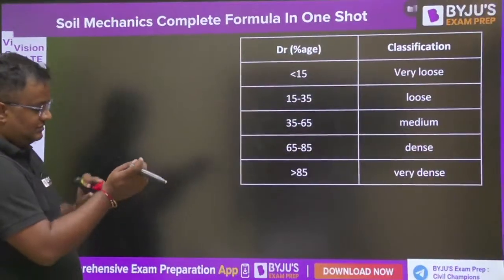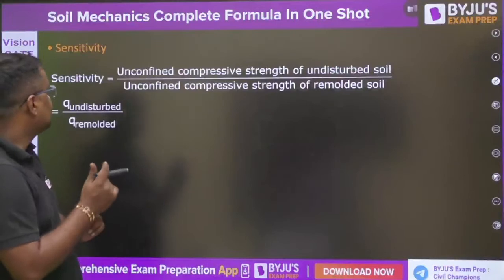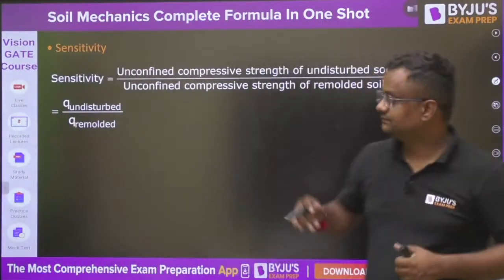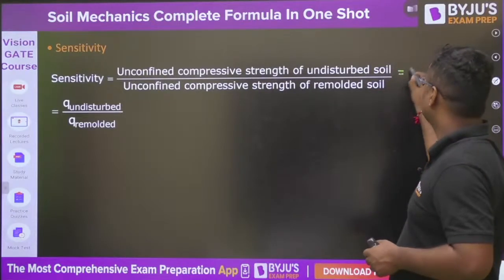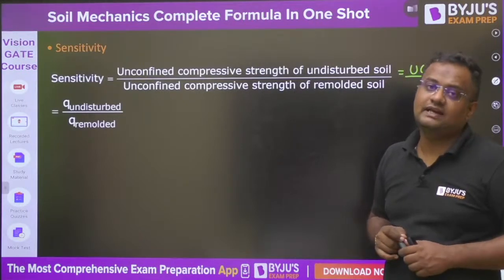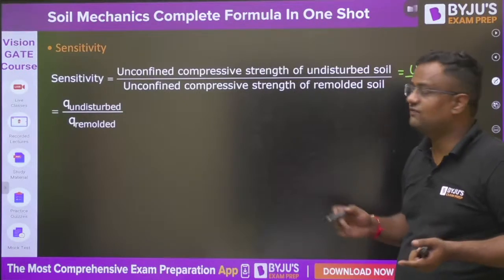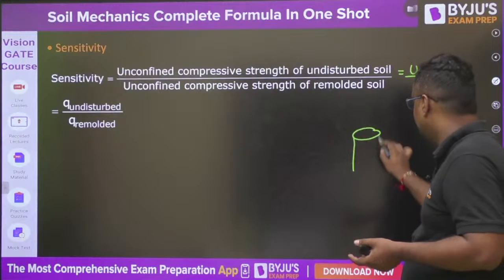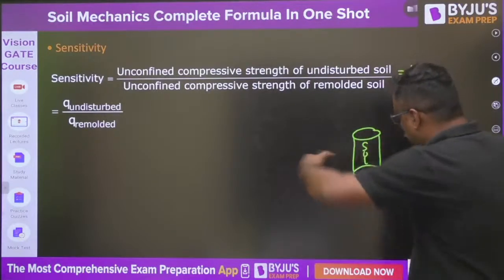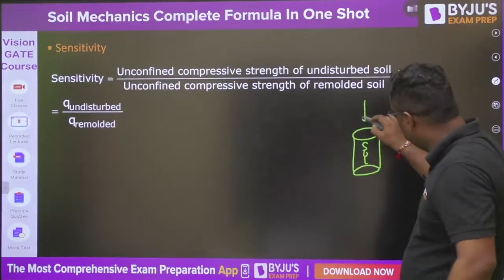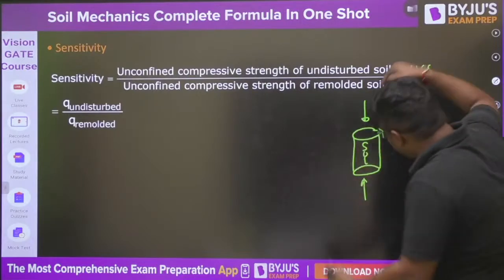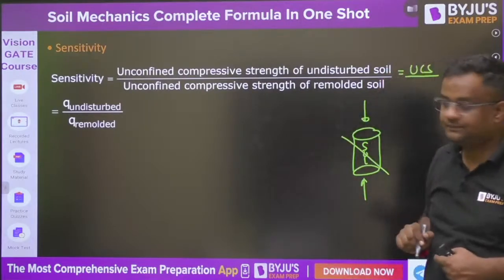Okay, so DR value is there, guys. Now sensitivity is the unconfined compressive strength of undisturbed soil, that is, UCS of undisturbed soil. What is unconfined compressive strength? In the triaxial test we'll see. Suppose this is the soil sample and we are not confining it, not holding it, we are just putting the load. That is unconfined compressive strength. Without confinement, at how much load will there be a shear failure.